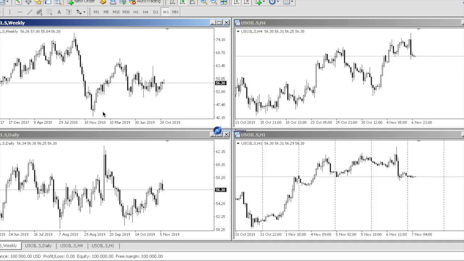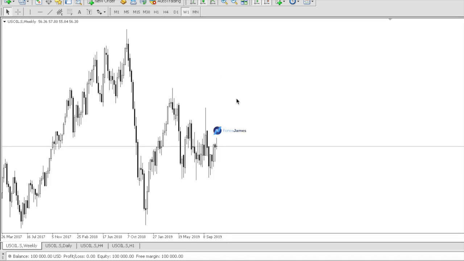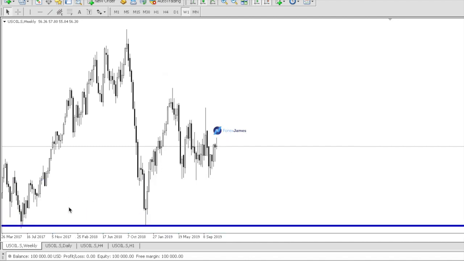Here are four charts of US oil, starting from the weekly, daily, H4 to H1. I like to begin my analysis top down, so we'll start off with the weekly. This broker I'm using to make this video doesn't have lots of history, but I would say it looks like a range to me. There's this part here, right? Test, went up, went down, bounce.